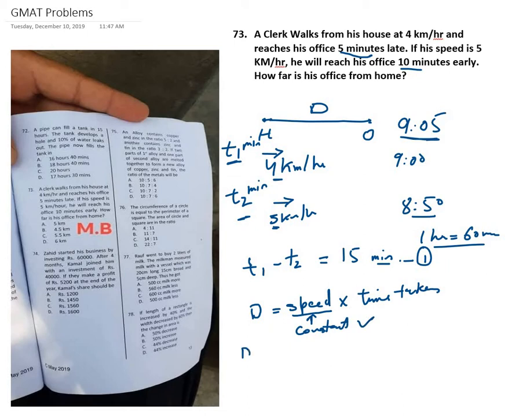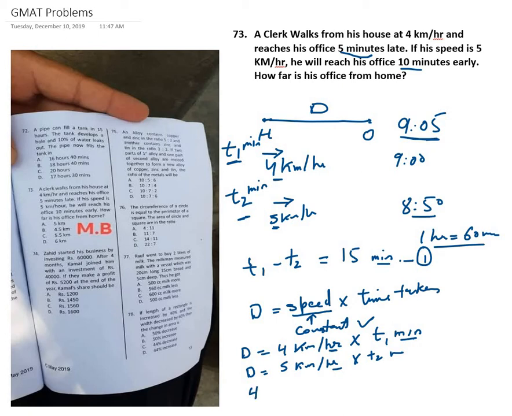So D will be equal to, for the first scenario, 4 km per hour multiplied by how much time he took. Let's say he takes t1 minutes. We have to take care of the units here. The time is in minutes and the speed is in hours. In the second scenario, D is 5 km per hour into t2 minutes. We can always change hours into minutes. And these two are both equal.